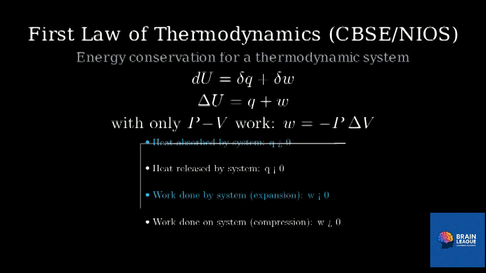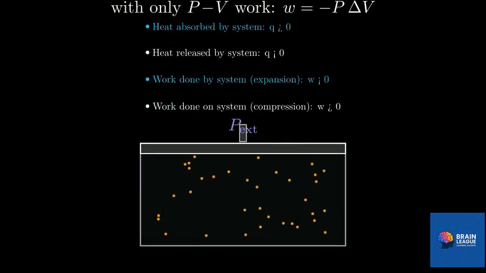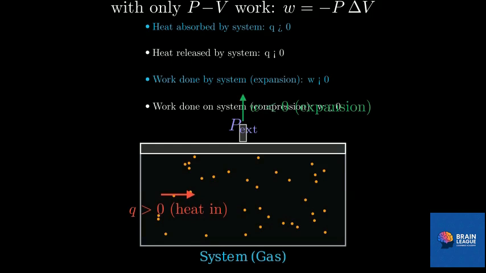Let's visualize with a simple piston cylinder model of a system. The gas is our system inside the chamber. The piston can move up or down. Heat flowing in will be shown by a red arrow into the system. Work during expansion will be shown by a green arrow pushing the surroundings. But in this CBSE convention, it counts as negative W for the system.